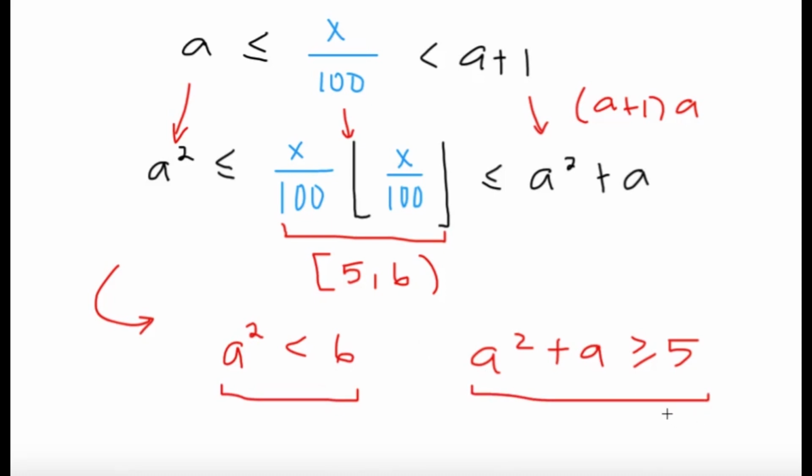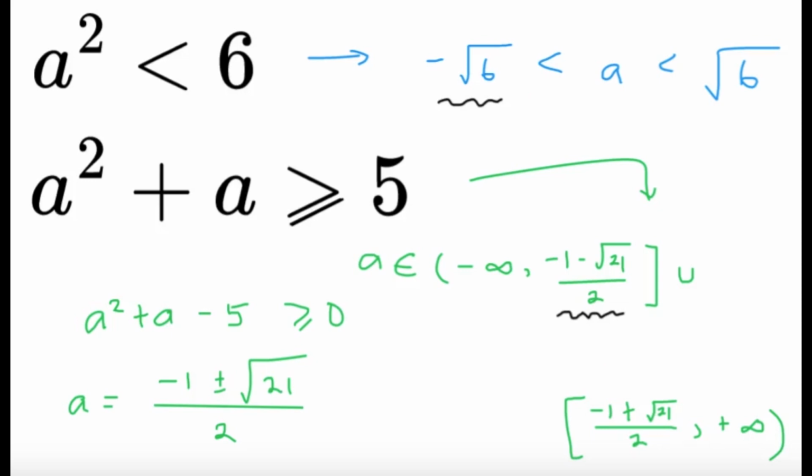We are going to solve for a, and hopefully the intersection of the two, which is what we want, will allow us to get the value of a. Because we know a is an integer, in the range of values we're going to pick some values of a, and we can work from there. Alright, so we have a squared less than 6 and a squared plus a greater than or equal to 5. Both are just quadratic inequalities. The first one gives us that a must be strictly between negative square root of 6 and the square root of 6.